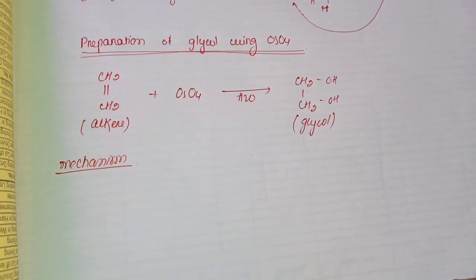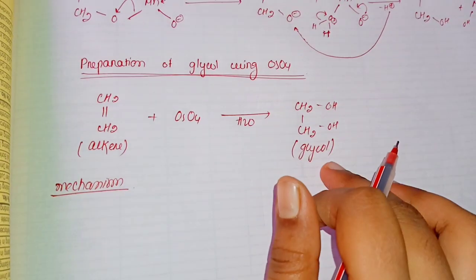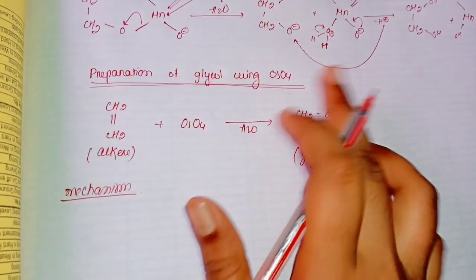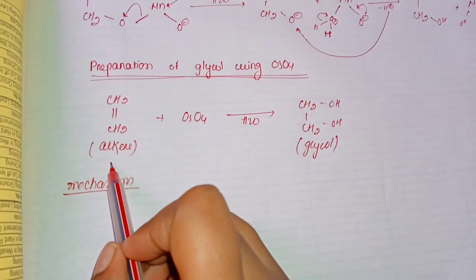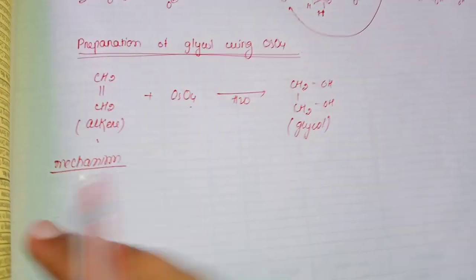Preparation of glycol by using osmium tetroxide. Here the reactions will be the same as with potassium permanganate. So let us see this. Alkene reacts with osmium tetroxide, and on hydrolysis we will get glycol. Let us see the mechanism.